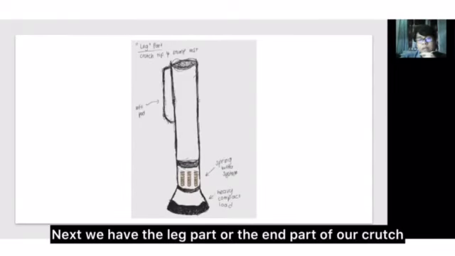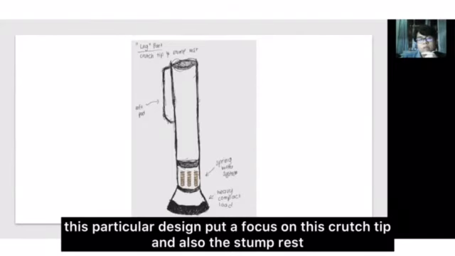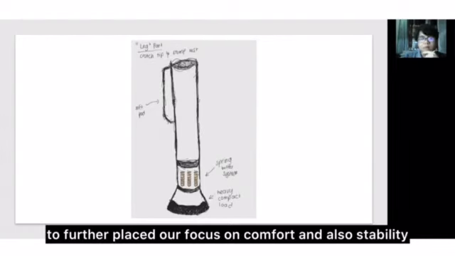Next, we have the leg part or the end part of our crutch. This particular design puts a focus on this crutch tip and also the stump rest to further place our focus on comfort and also stability.